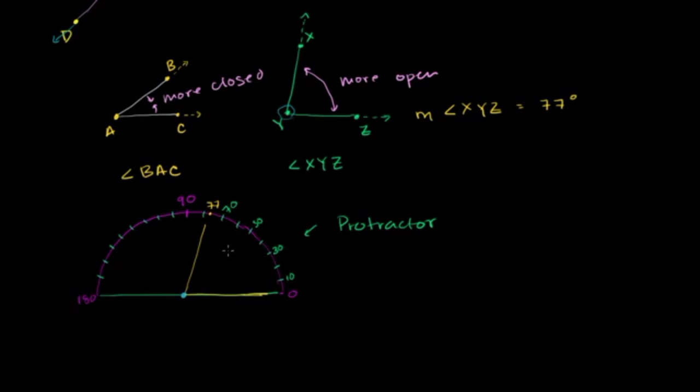And I want to be clear, degrees aren't the only way to measure angles. Really anything that measures the openness. So when you go into trigonometry, you'll learn that you can measure angles not only in degrees, but also using something called radians. But I'll leave that to another day.